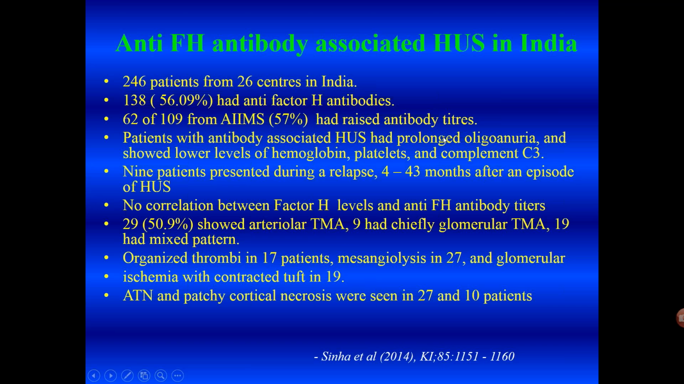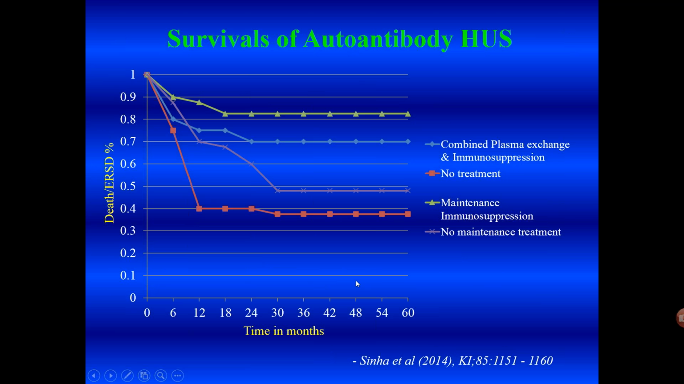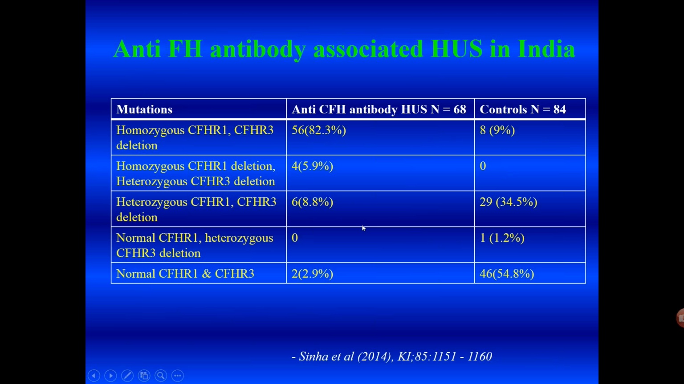About 56 to 57%. There was prolonged oligoanuria in these patients, low levels of hemoglobin, platelets, and C3, a relapsing course, and there was no correlation between the anti-factor H antibody titers and the factor H levels. When these patients were treated in different ways, what they found was that early treatment with plasma exchange combined with immunosuppression resulted in a very excellent improvement in these patients as compared to those who received supportive treatment alone. And continuing the immunosuppression as maintenance therapy over several months to 1 year, which is the current recommendation, resulted in the best prognosis overall.